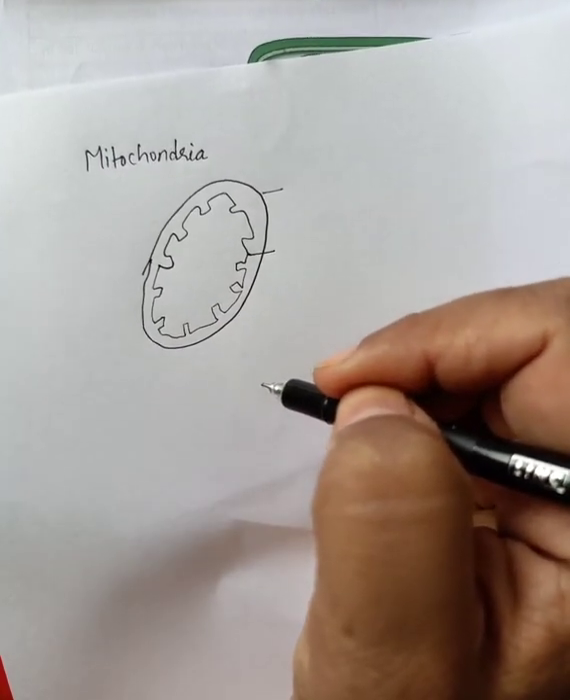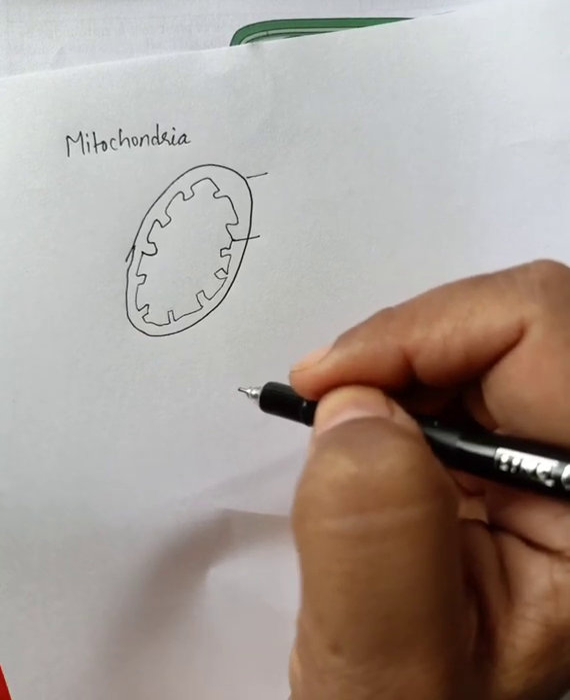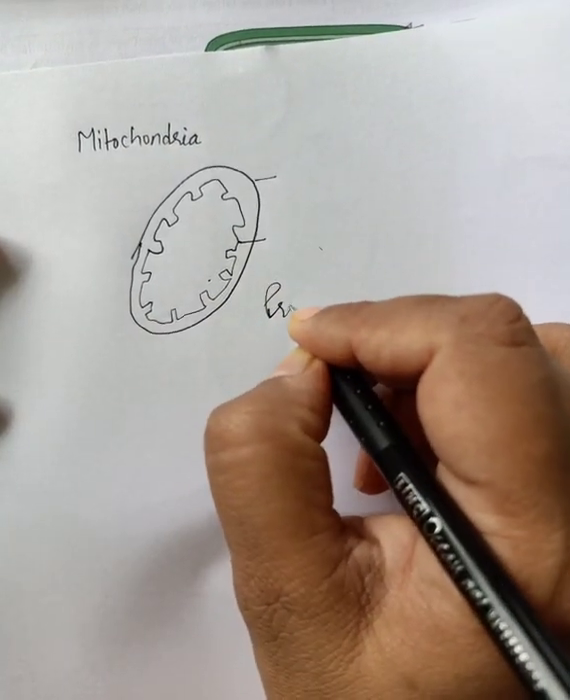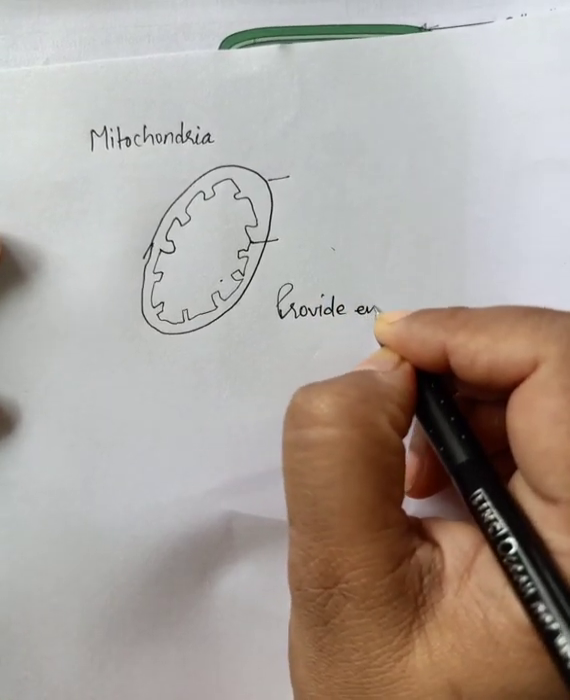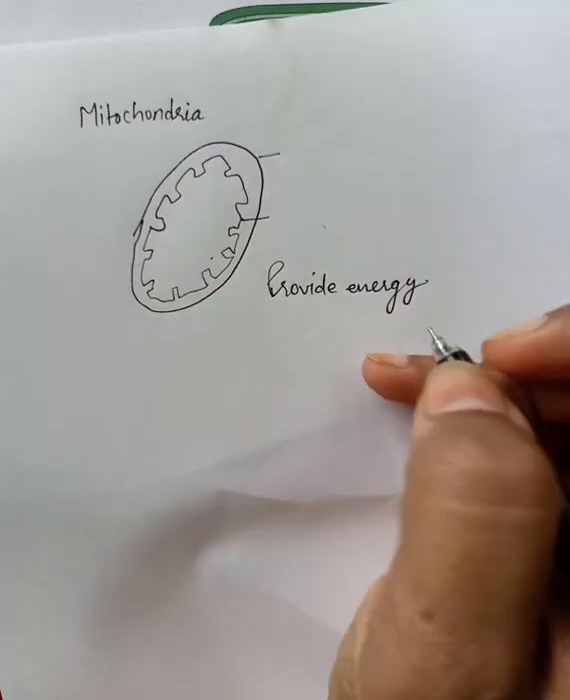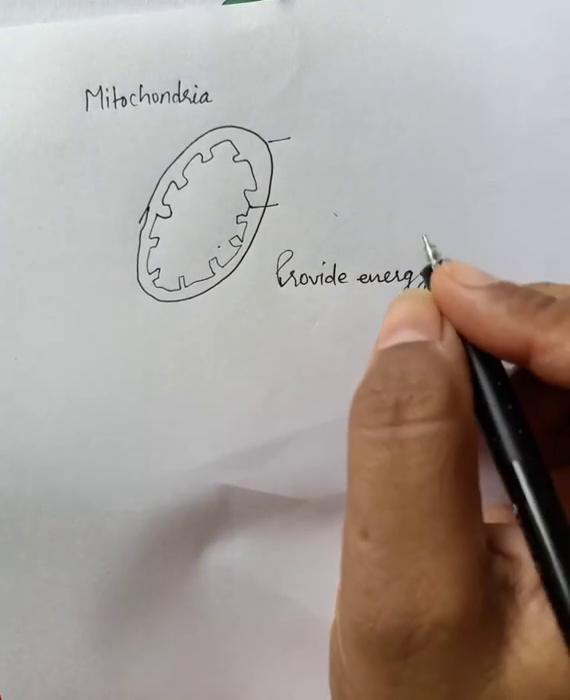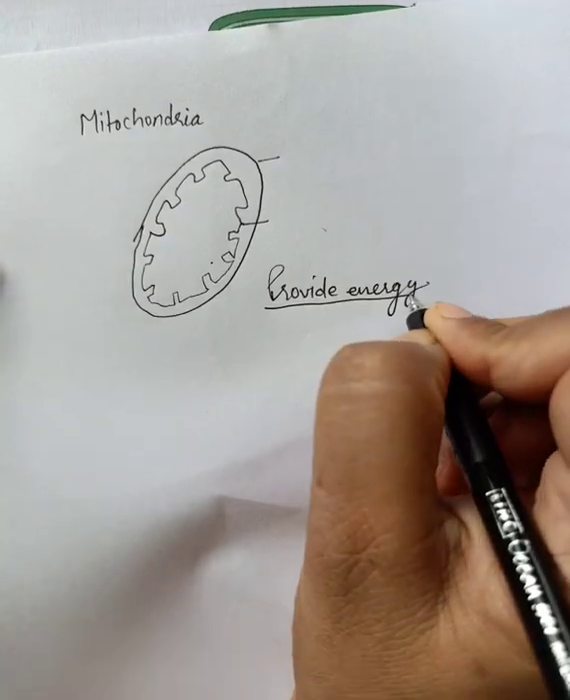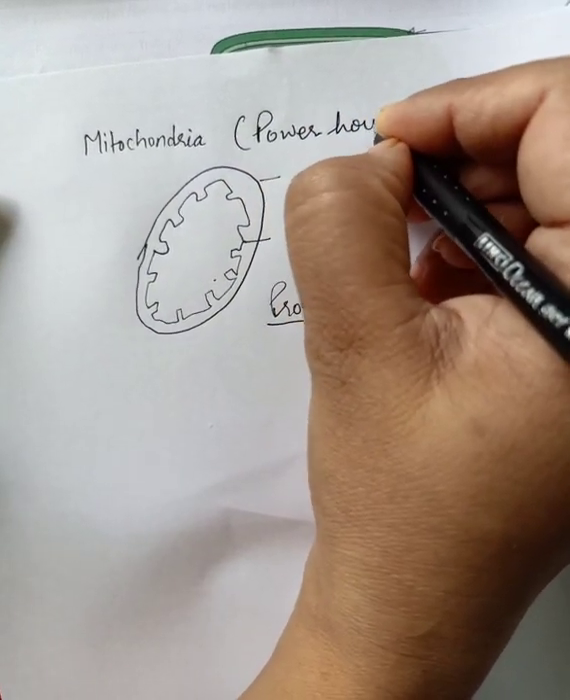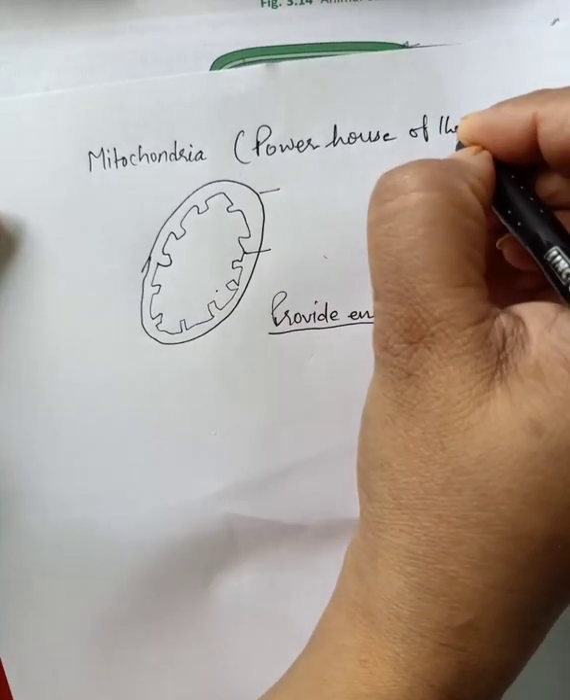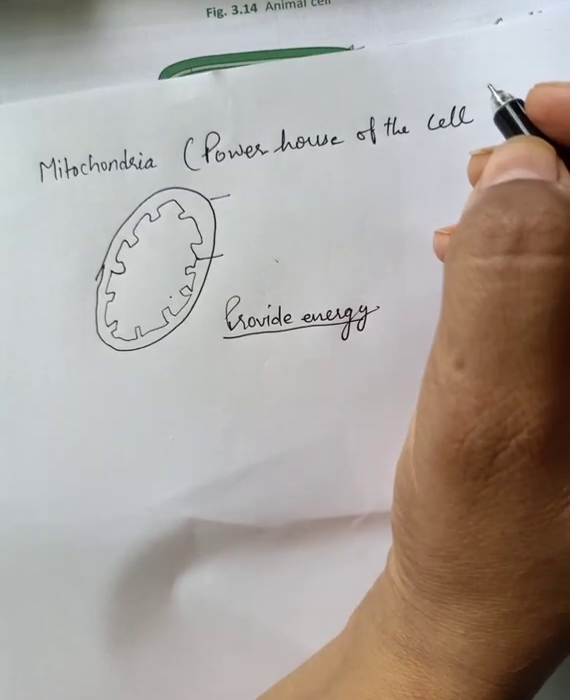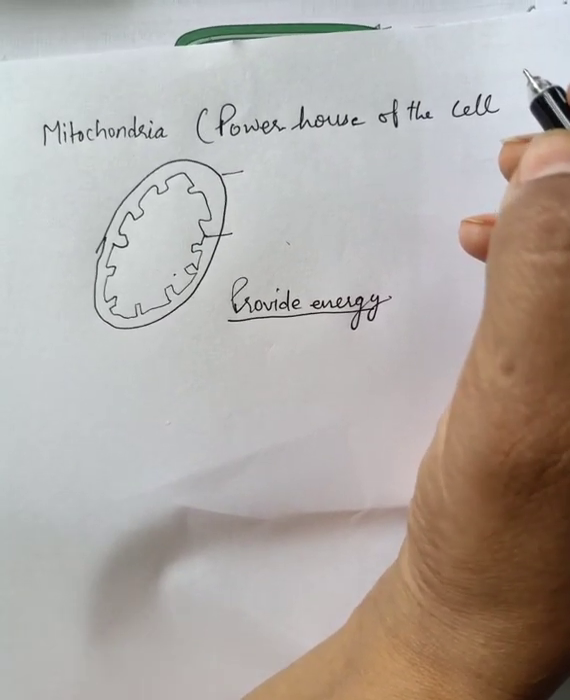Now first of all we will discuss the function of mitochondria. Mitochondria provides energy to the cell for all the activities occurring inside the cell. So mitochondria is also called the powerhouse of the cell, because it is responsible for providing power to the cell.